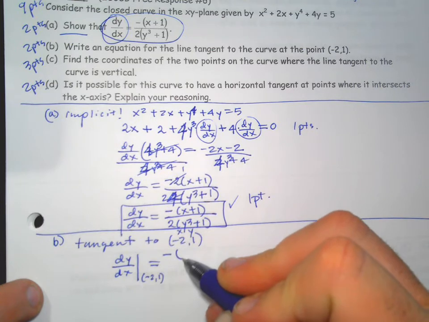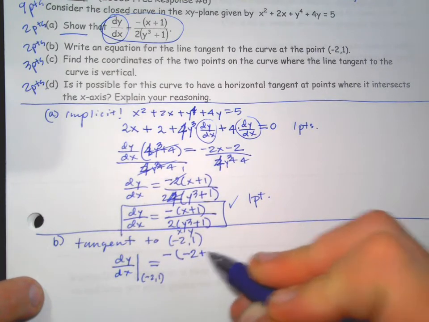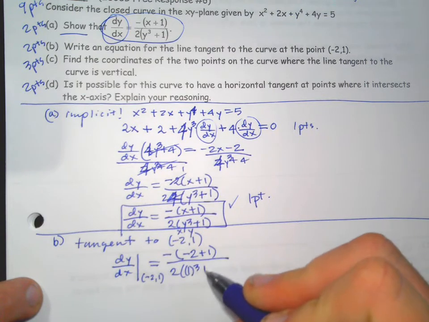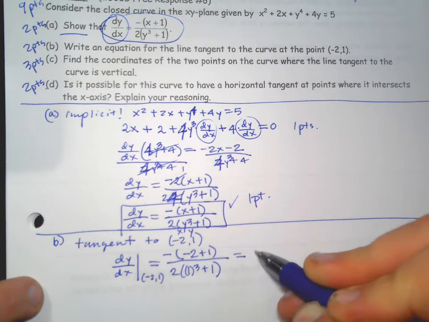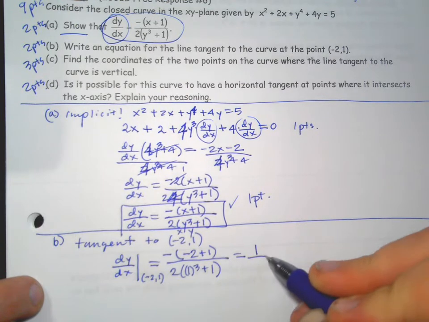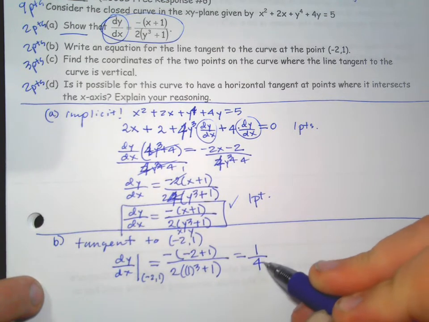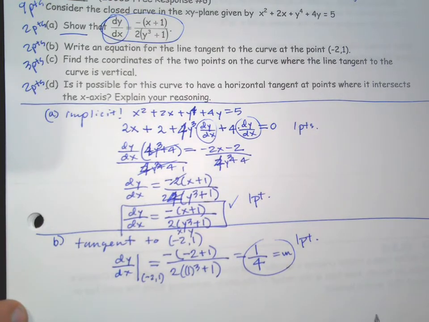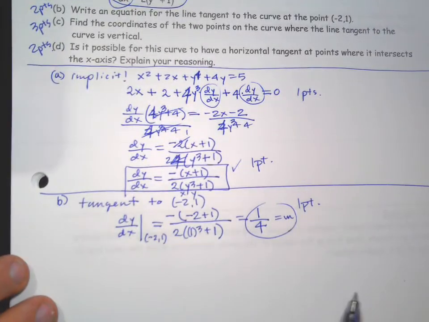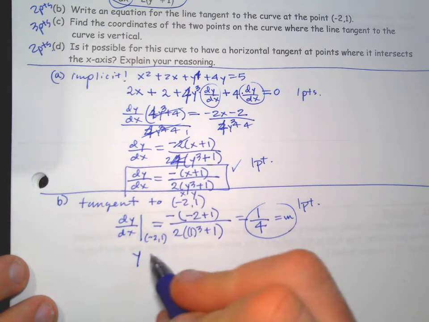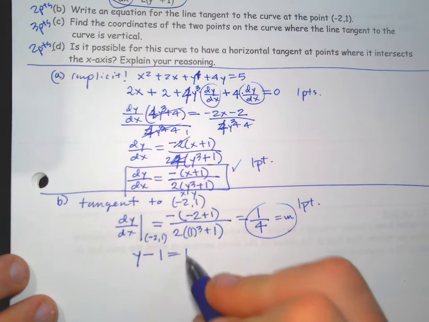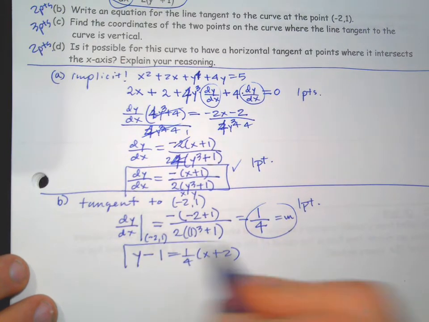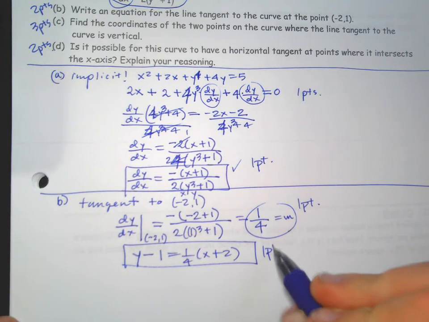and plug it in. -2 plus 1, 1 cubed plus 1. So that's going to be -1. That's going to be +1 on the top, 4 on the bottom. So that's your slope, and that's worth a point. And then we're going to need to write the equation of the tangent line. So I just write in point slope form, y minus 1 equals 1/4 (x minus -2 would be +2), and just leave it. Done. Don't do extra work. Don't change to slope intercept form.